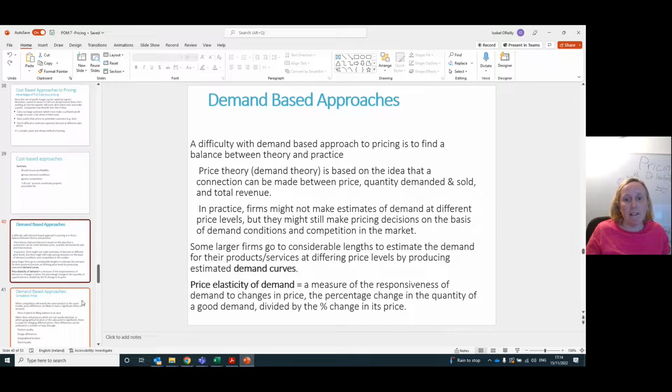So the concept of price elasticity of demand we talked about in part one is a measure of the responsiveness of demand to changes in price: the percentage change in the quantity of good demanded divided by the percentage change in its price.